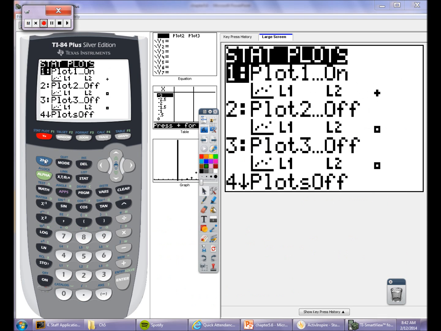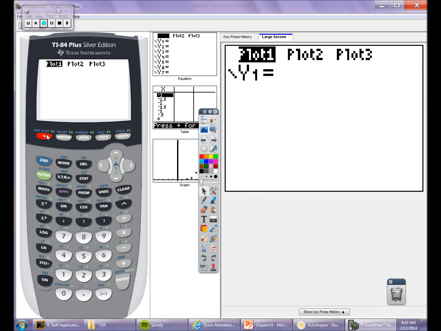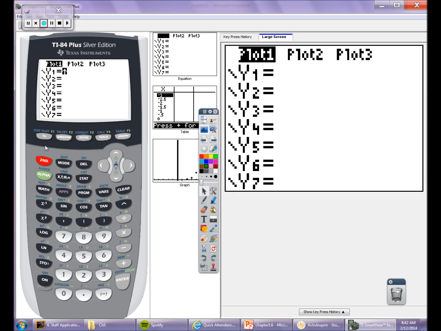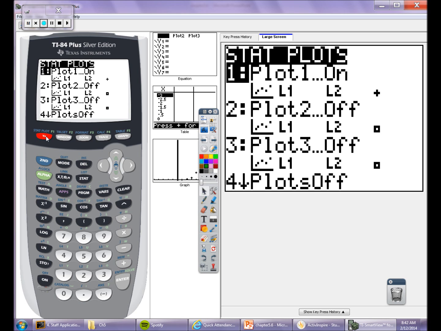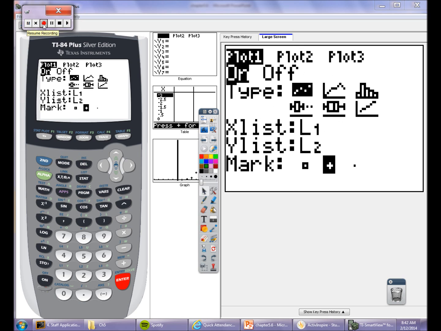To graph, I'm going to hit second and then go to y equals. Or excuse me, it's just the same thing as hitting second stat plot. You're going to select the first graph, which is a scatter plot. You want your x data to come from L1, your y data to come from L2, and then you're probably going to want to adjust your window before you look at this graph.